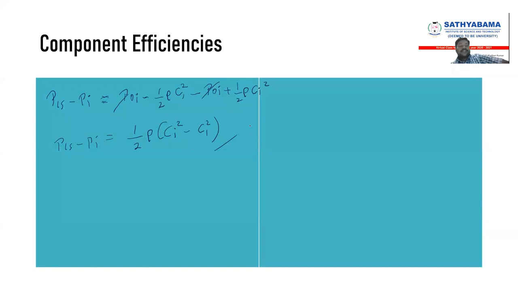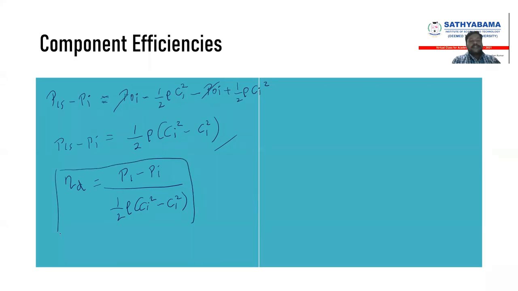The change in kinetic energy per unit density is considered for evaluating the efficiency of the small pressure ratio diffuser. So the efficiency of the small pressure ratio diffuser is P1 minus Pa divided by half rho times Ca square minus C1 square. So this is going to be the efficiency for the small pressure ratio case. Like this, you can also estimate it for the large pressure ratio. Now your second case is large pressure ratio.